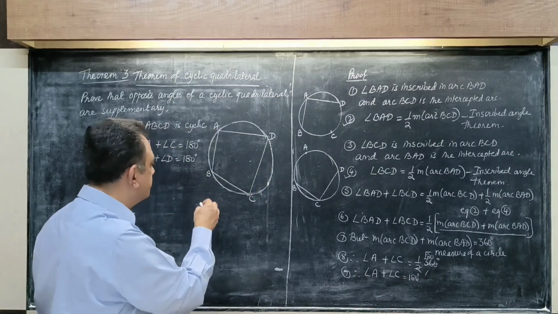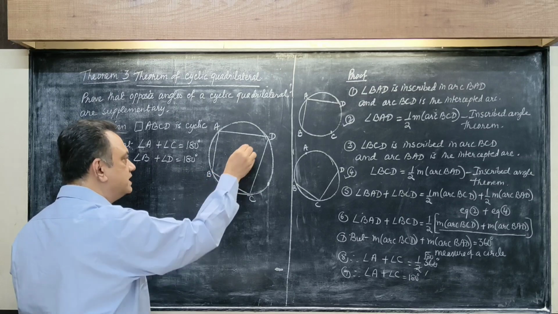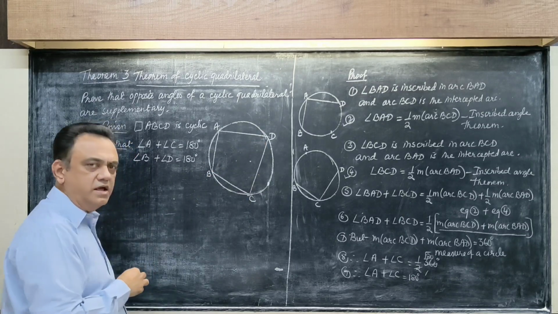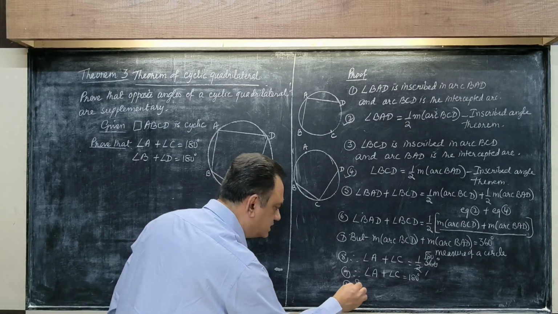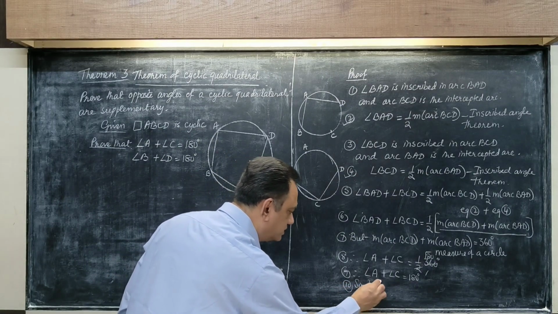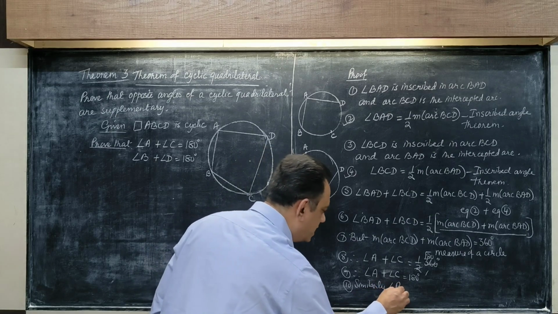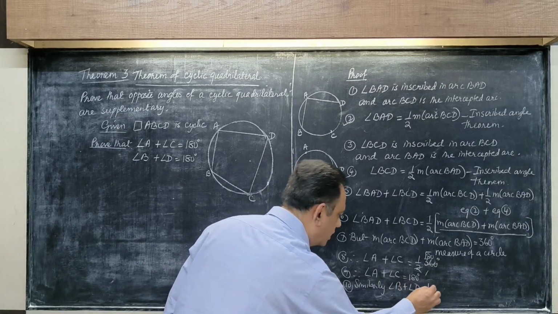Second pair also to prove: angle B plus angle D equal to 180. But that is not required. Just we'll write similarly, angle B plus angle D equal to 180.